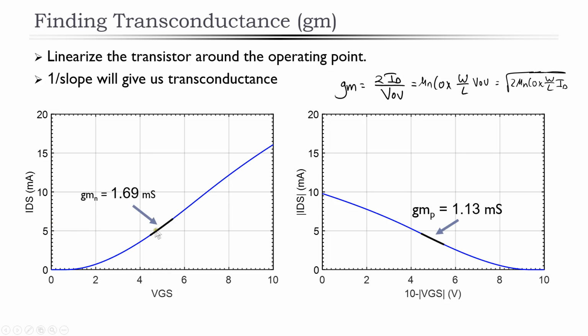Now, if I take the slope of this, I get a GM for the NMOS device of 1.69 millisiemens, and we do exactly the same thing for the PMOS, where the GM is 1.13 millisiemens. Once again, we can see that the GM of the PMOS is smaller than the NMOS. That corresponds to the lower mobility of the holes compared to the electrons. Now, this is of course also backwards, because the VGS of the NMOS transistor and the PMOS transistor is different depending on how you want to plot it.